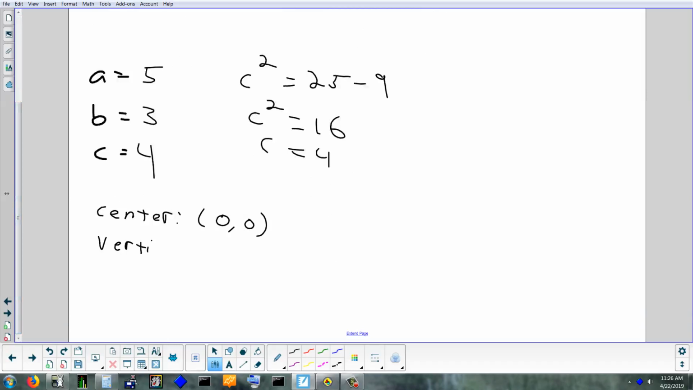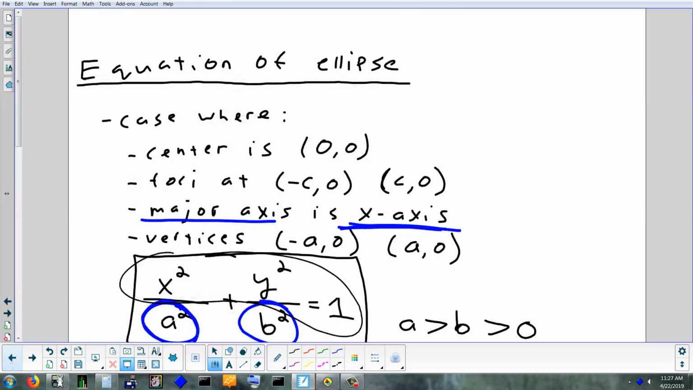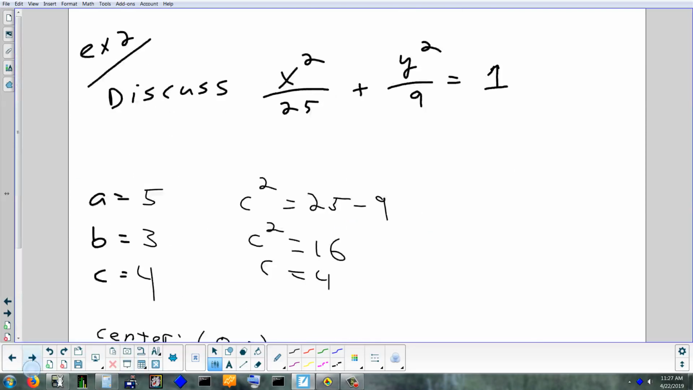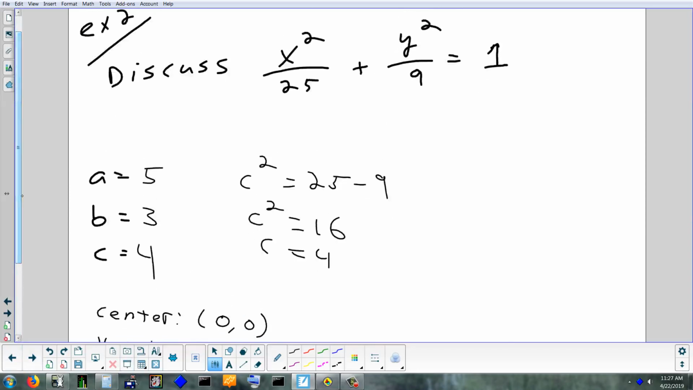Let's do the vertices. It doesn't really matter which ones you do next. You've got to do the vertices and you've got to do the foci. So it doesn't matter which one you do next. Actually, it'd be nice if you spelled it right. So vertices. What letter tells me where the vertices are? A. A is the distance from the center to the vertex.